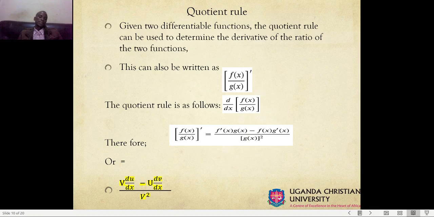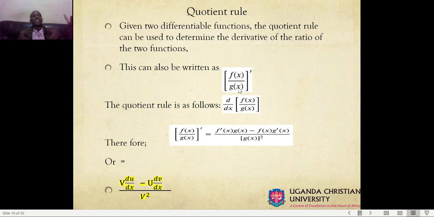Let's simplify it. We can assume that our numerator is u and our denominator is v. The upper one is u and the lower one is v. Then we look back to our formula. This formula is the same as this, but let's use the one in yellow. The upper part is u and the lower part is v.